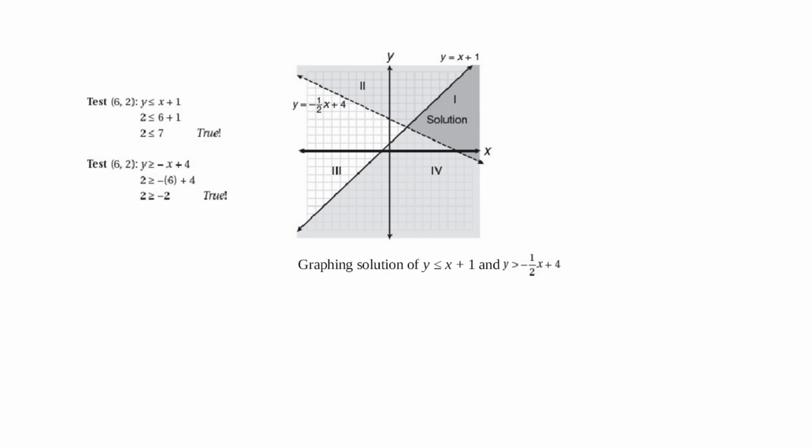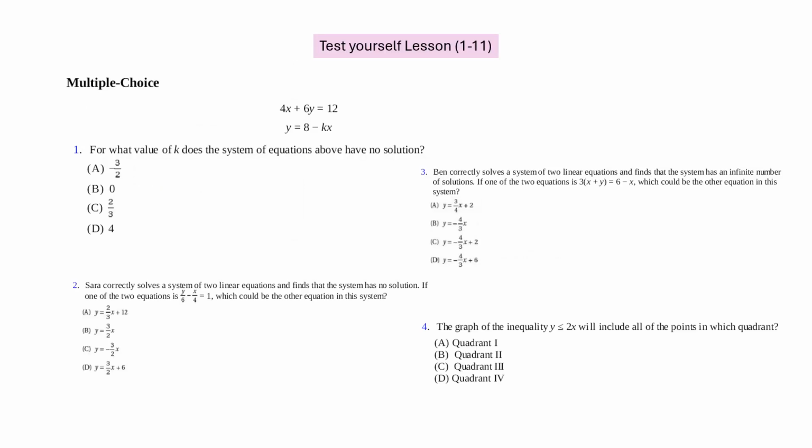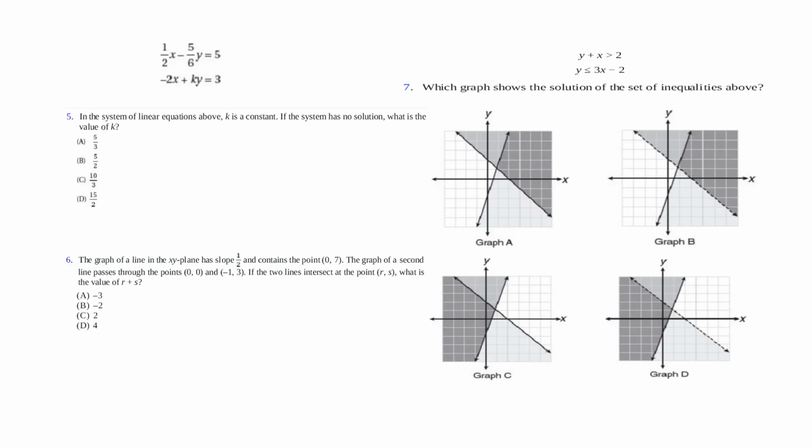This is the point 6, 2. If you plug in y by 2 and x by 6, you get 2 less than or equal to 7, it's true. Also, the same point with the second inequality: if you plug in y by 2 and x by 6, you will get 2 greater than negative 2, so it's true. Since both inequalities are true for the one checkpoint 6, 2, then this shaded area is true. Hence, the bounded region that contains the point 6, 2 represents the solution. Test yourself in lesson 11.